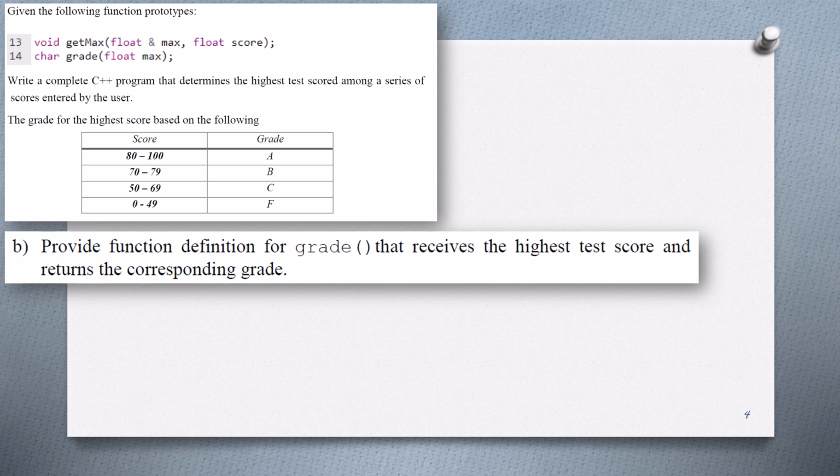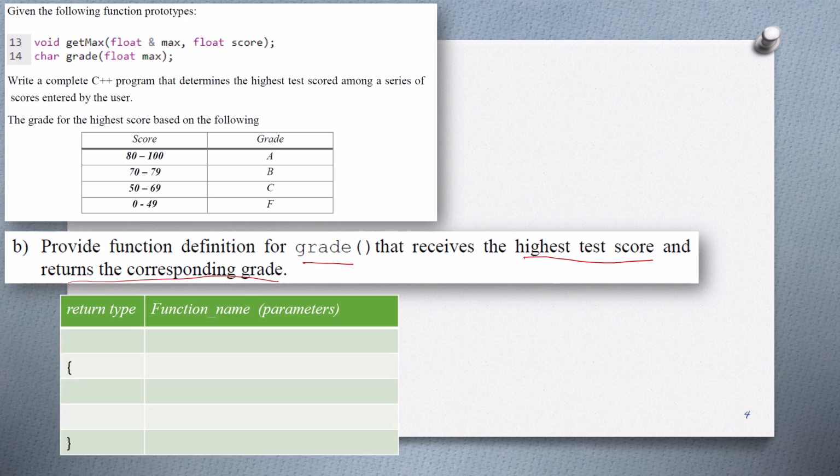Okay, next question is to provide the function definition for the grade function. The grade function receives the highest test score and returns the corresponding grade. So it receives the highest score through the parameter and returns the corresponding grade through the return type. So you have to write this skeleton for the function where you have the return type and the function name. Now check the keyword. For grade, you may use the already displayed function prototype.